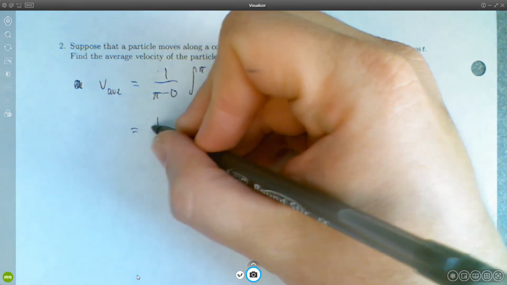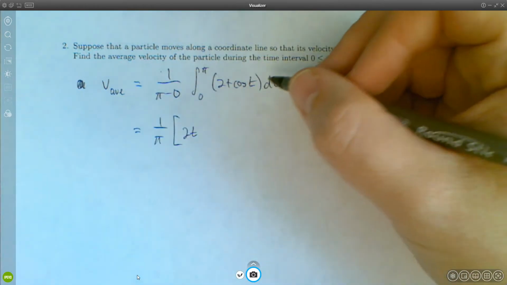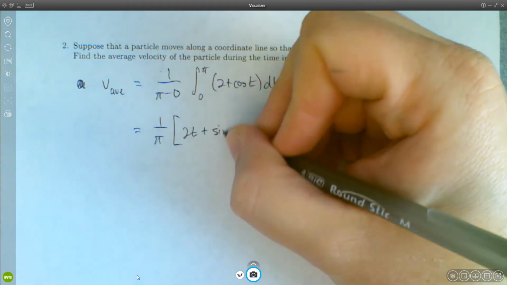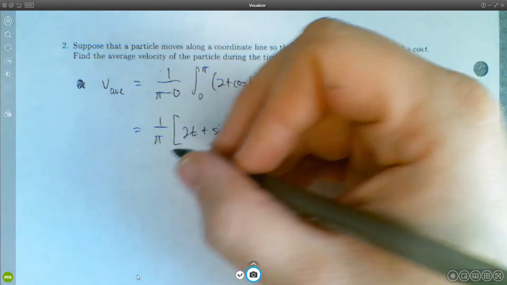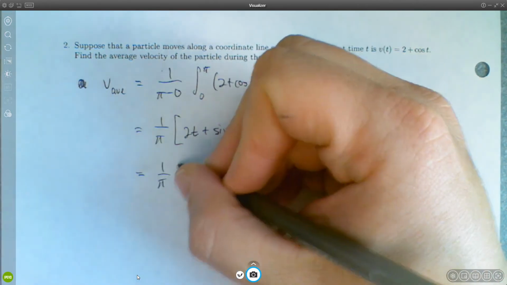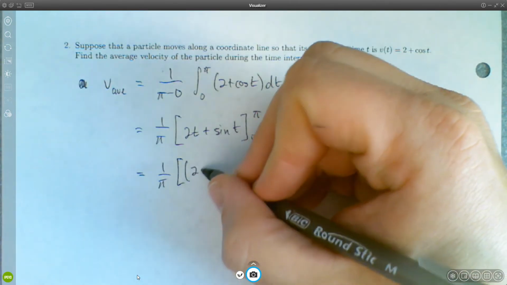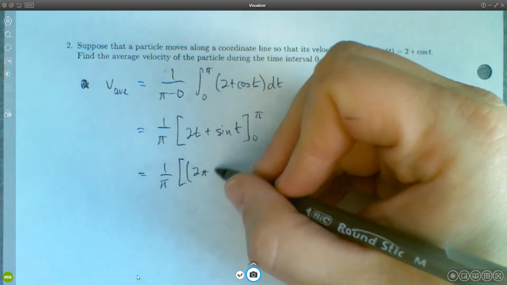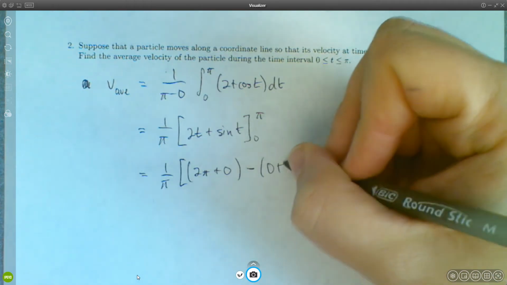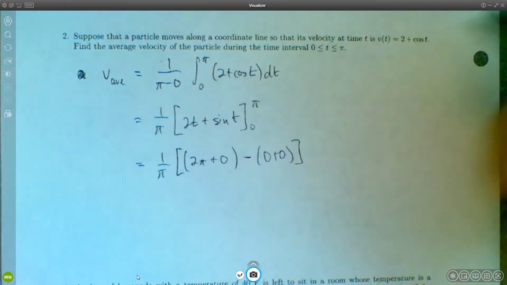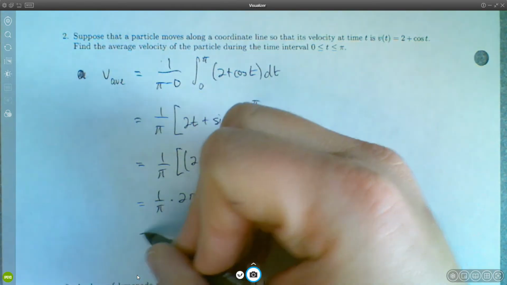Okay, so that's going to be 1 over pi times 2t, derivative of sine is cosine, so this is plus sine t, from 0 to pi. That's going to be 1 over pi times, if I plug in pi, I get 2 pi plus 0, right? Sine pi is 0, minus 0 plus 0. Oh, how boring. So this is 2 pi. So it's 1 over pi times 2 pi, which is just 2.